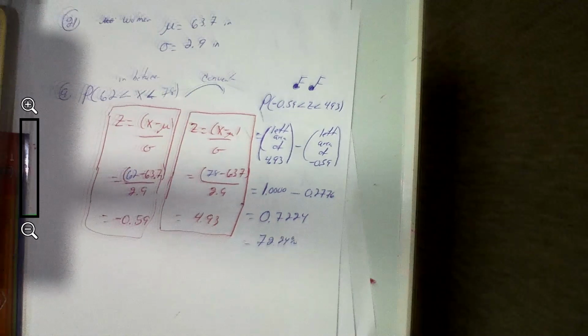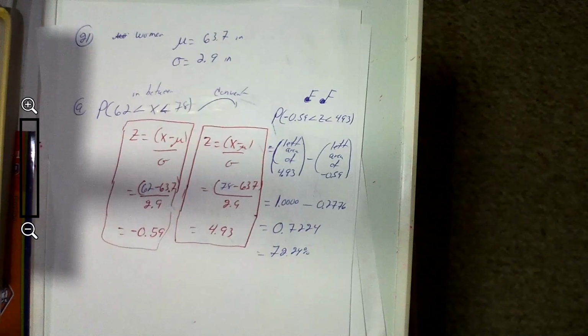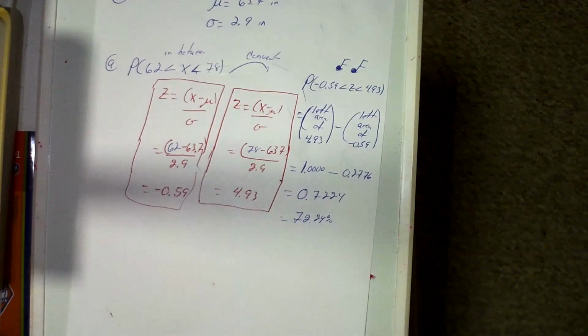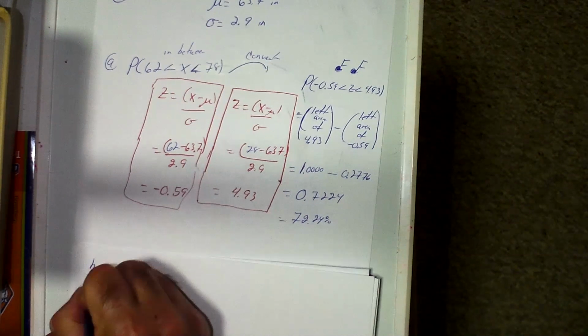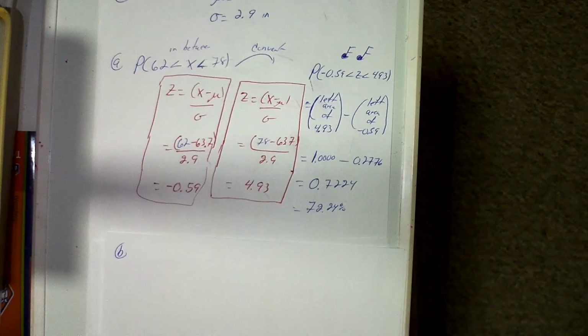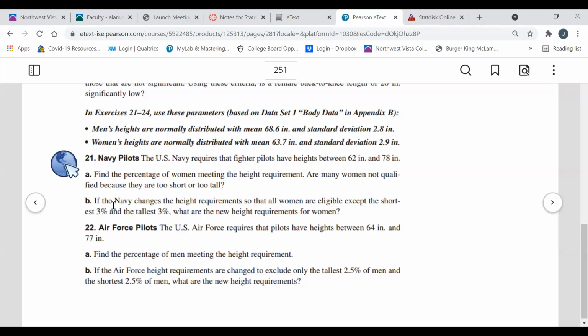Okay. So that's what part B is. Part B, not part E. So you guys are not convinced that that's a high enough percentage. So this is where the engineers come to play. Let's fix it. So here's what they said: if the Navy changes the height requirements so that all women are eligible except the shortest 3% and the tallest 3%, what are the new height requirements for the women?